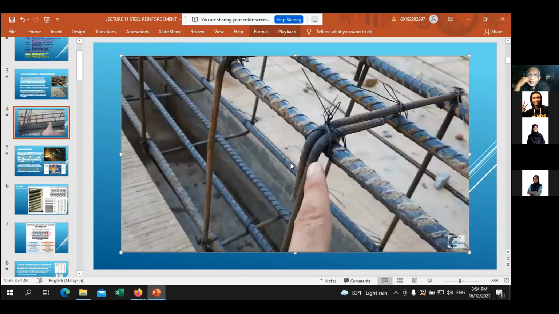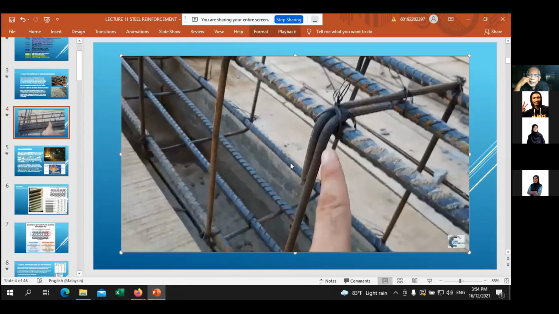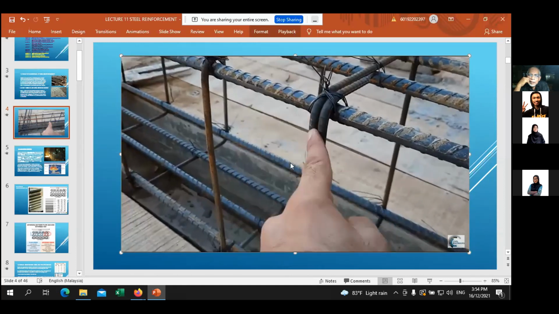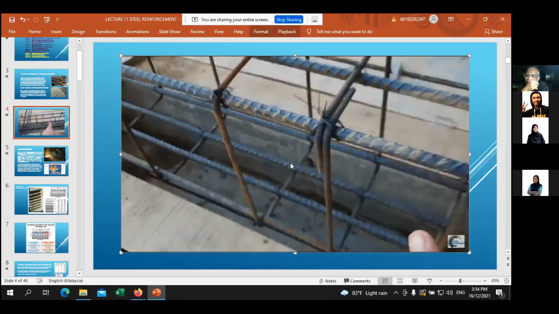Now guys, you can see these are the hooks. But the hooks should be provided, it cannot resist during earthquake.